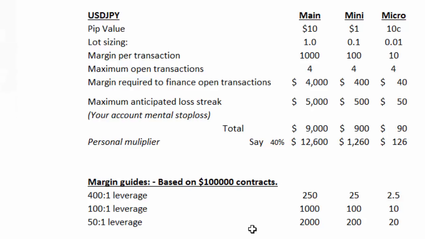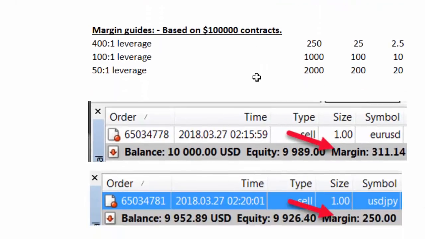Now, the other method of finding out what margin your broker charges you is just to open a clean demo account with no open transactions, and then put a transaction through. I've done this with three currencies just to show you an example. So I've processed a one main lot trade for the euro, and look at the margin that Telenex charged for this transaction. It's $311. It's not 250, it's 311, because certain brokers have certain practices.